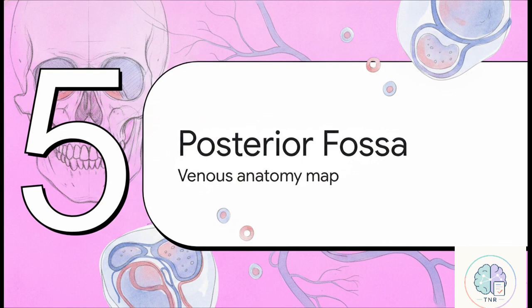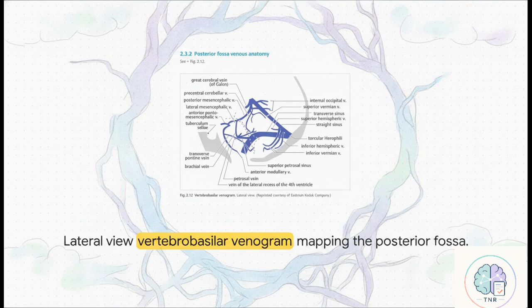All right, moving into the home stretch. Section 5, posterior fossa venous anatomy. Now we're zooming out to the posterior fossa. When mapping out this area using a vertebrobasilar venogram, it honestly looks like a chaotic tree of vessels. It's incredibly dense. But don't let it overwhelm you. We can break this web down into logical, structural groups.